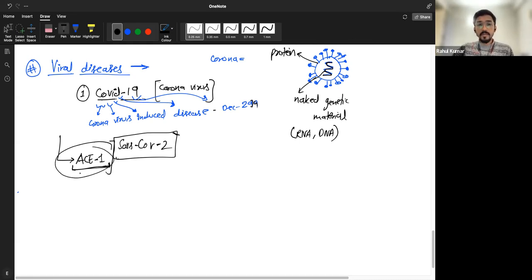In the mechanisms, we only know with surety this much: that it affects the cells of the lungs, our respiratory tract, by recognizing this ACE1 receptor. That's all you have to know. And it causes lung infection and all the symptoms associated with lung infection. So what are the symptoms? Fever, difficulty in breathing, cold, irritation in throat, cough.